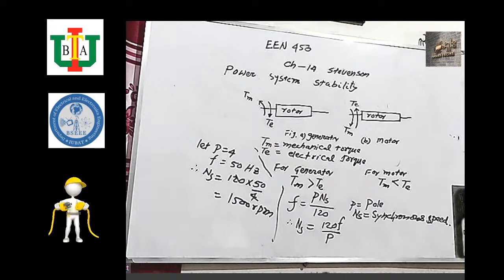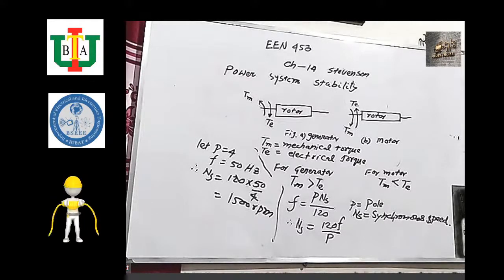Now, if the two torques are not related, then the speed will go up or down. Understand? Suppose 1500 RPM is there. If the load on the machine is decreased, then the speed will go up. If the load is increased, the speed will go down. That is, the speed depends on the torque. For a generator, the speed depends on the electrical torque.